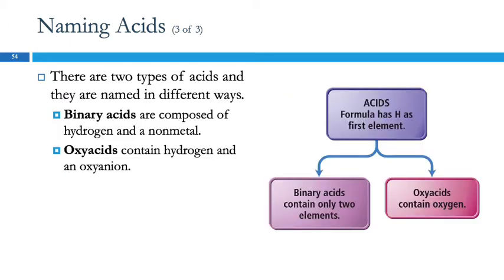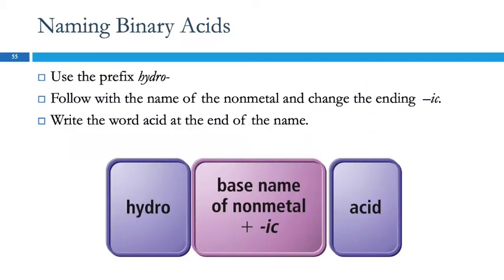So there's two different groups of acids, binary acids and oxy acids. Binary acids contain only two elements most of the time. I don't like that word, binary acid. Oxy acids always contain oxygen. I think of them as oxy acids and the other kind. So we'll learn to name both.